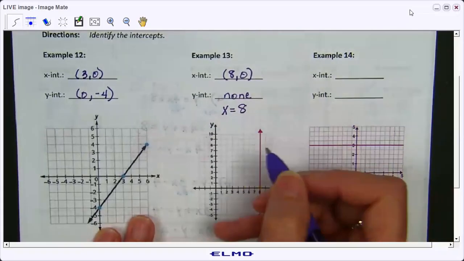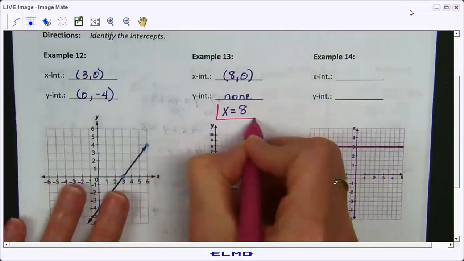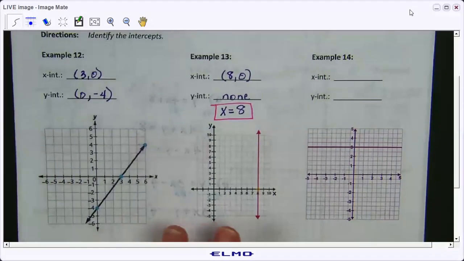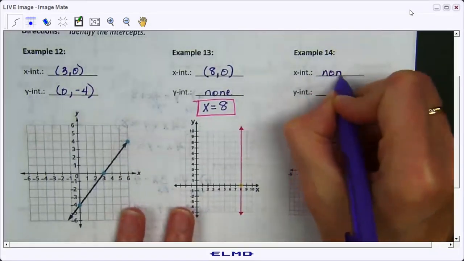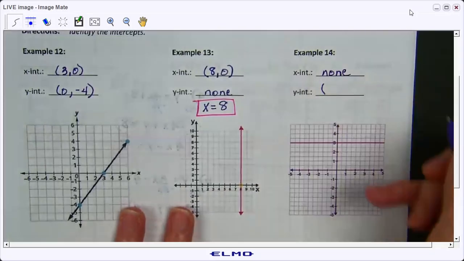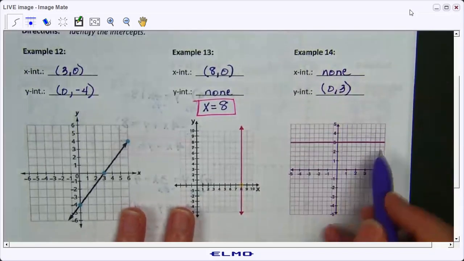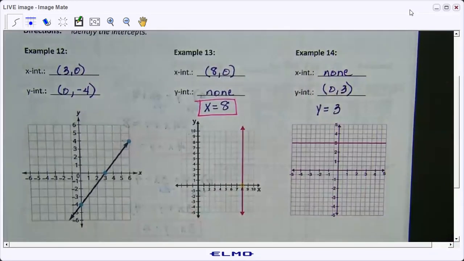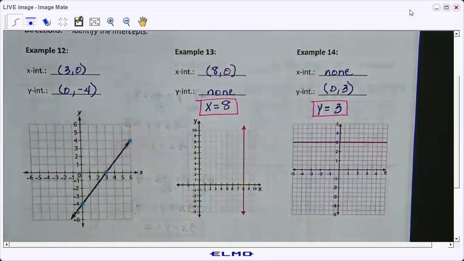I want you to write that, so that way we know how that equation is written. And then we don't have an x-intercept on this one, so we write none, but we do have a y-intercept of 0, 3. And so the equation of this line is y equals 3. All right, so that concludes our lesson for 3.2.